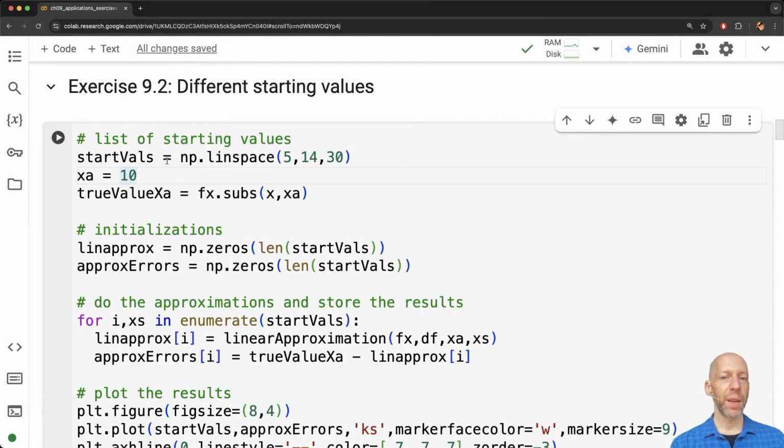So here I define the starting values. I'm using 30 numbers between 5 and 14. So this is the list of x sub s, right? The starting values. And here's x sub a. This is the value that we want to approximate using the function.